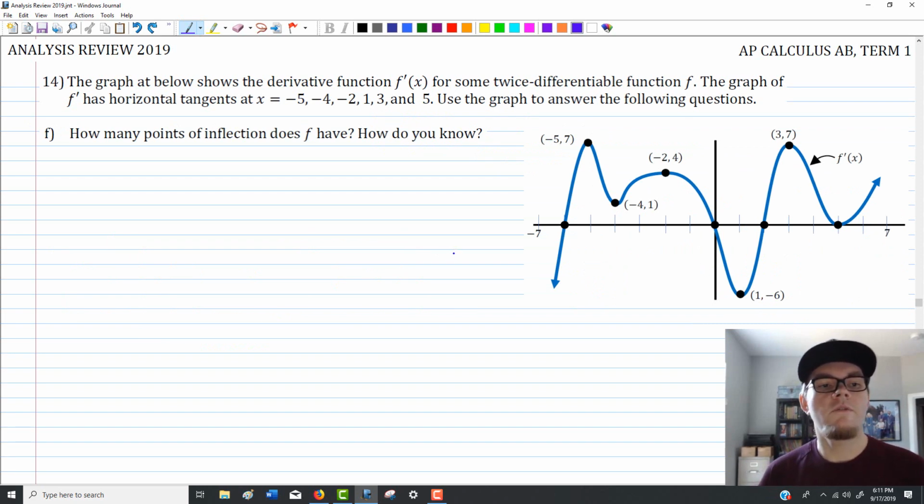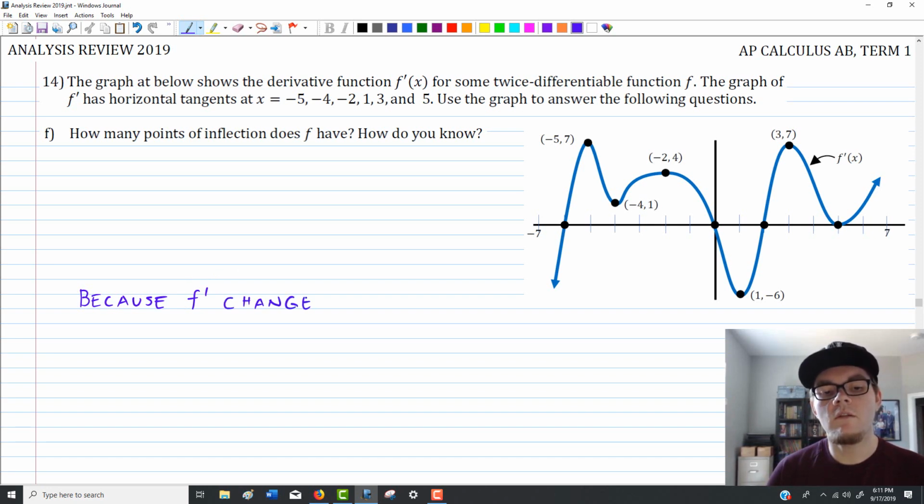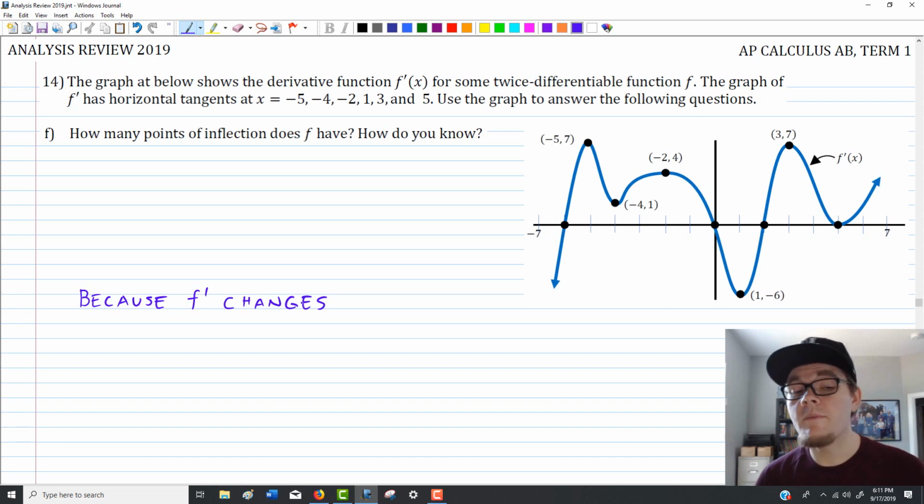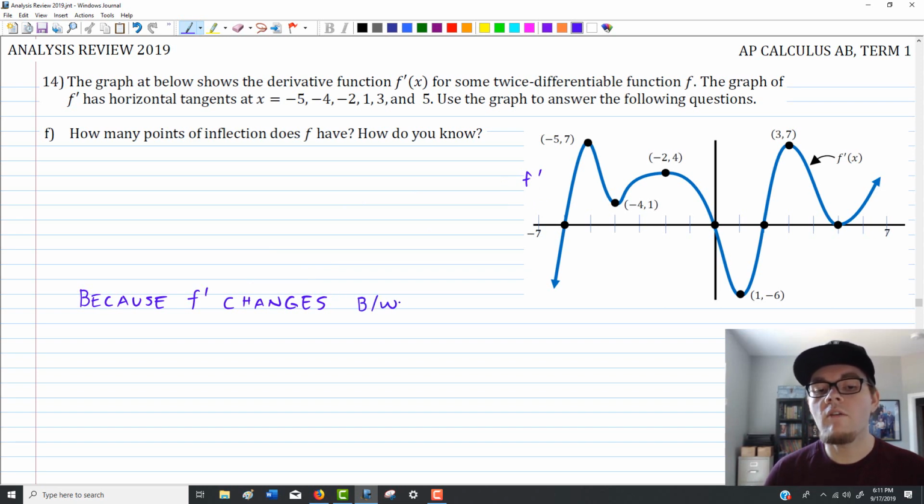Okay, next, that brings us to question 14f. Am I close? I'm halfway. How many points of inflection does f have? Well, basically, we have POIs, and I'll say because it's usually a reason, or how do you know? Because f prime changes. Now, of course, we'd normally say there's a point of inflection where f changes concavity, or f double prime changes signs. But since we're using a graph of f prime of x, what we should be looking for is where f prime changes from either increasing to decreasing or decreasing to increasing. But because I'm lazy, I'm going to say f prime changes between increasing and decreasing.